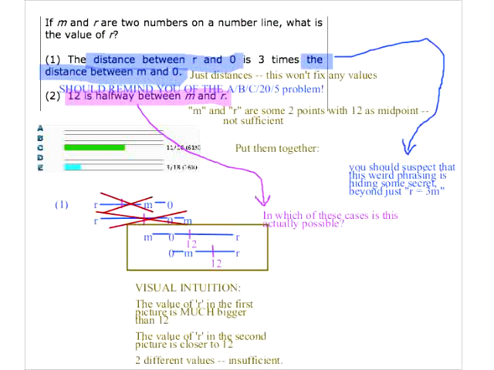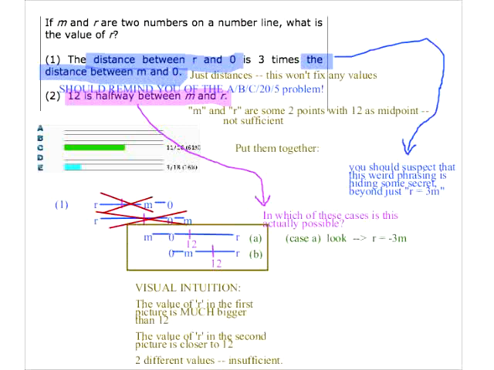So in the case of algebra, let's call this case 1. Let's call that case A, and let's call that case B. Okay. In case A, if you look at the picture, you'll notice that R is 3 times M. It's negative 3 times M, because they're opposites. The distance there is 3 times, but it's also in the other direction. So R has to be negative 3 times M.